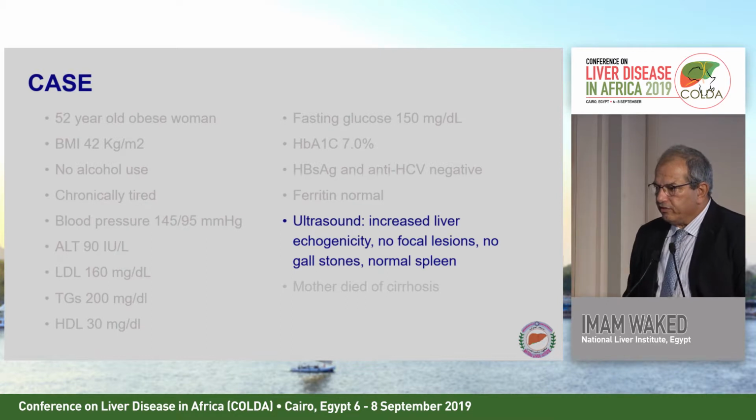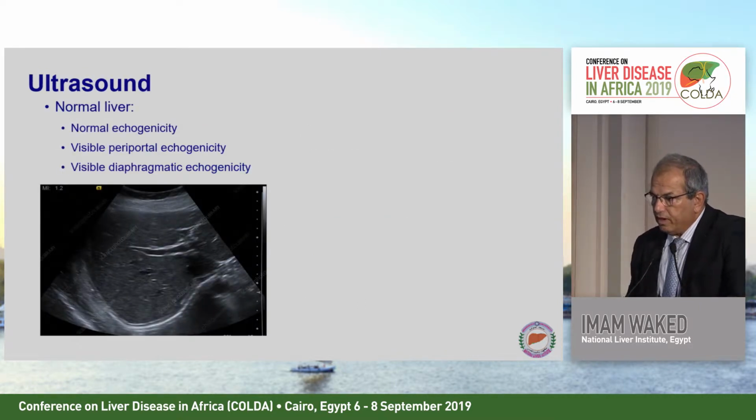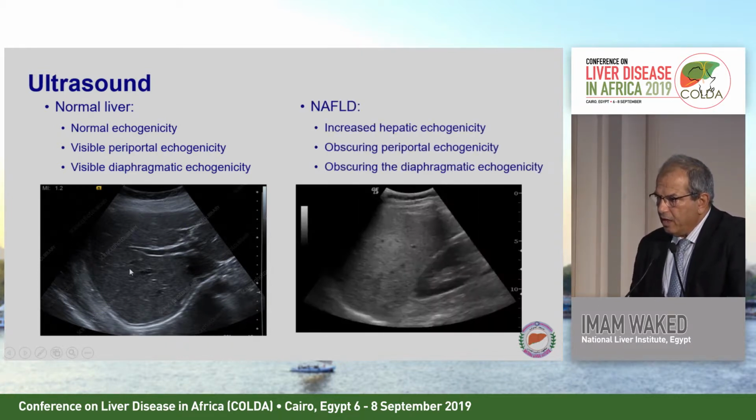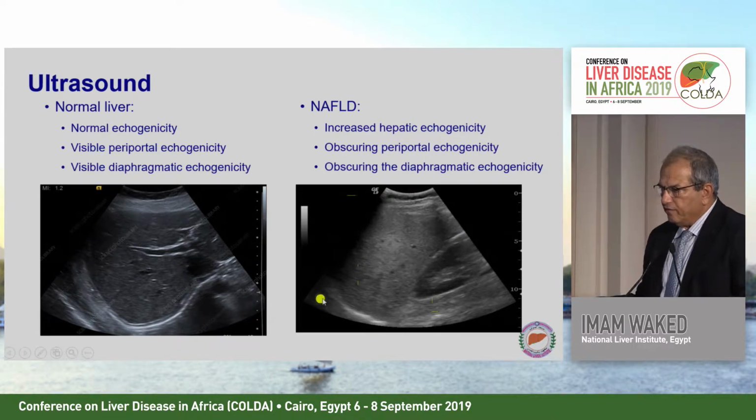Her ultrasound showed increased liver echogenicity. She had no focal lesions, no gallstones, and a normal spleen. Does this confirm that she has fat in the liver or fatty liver disease? The normal liver has a normal echogenicity, and the periportal echogenicity should be visible, and the diaphragmatic echogenicity should be visible. In fatty liver disease, the echogenicity of the liver increases. The periportal echogenicity might not be seen, and there is obscuring of the diaphragmatic echogenicity, which is what this lady had.